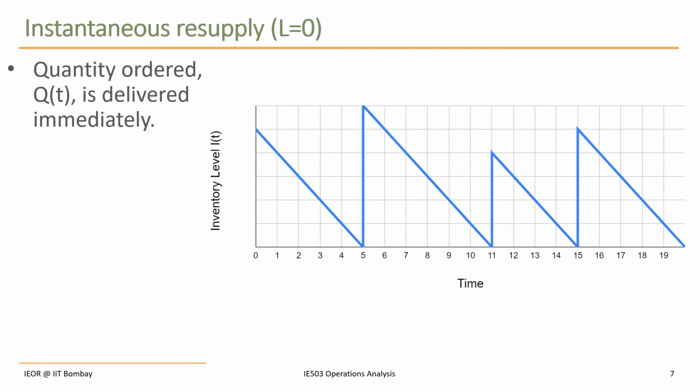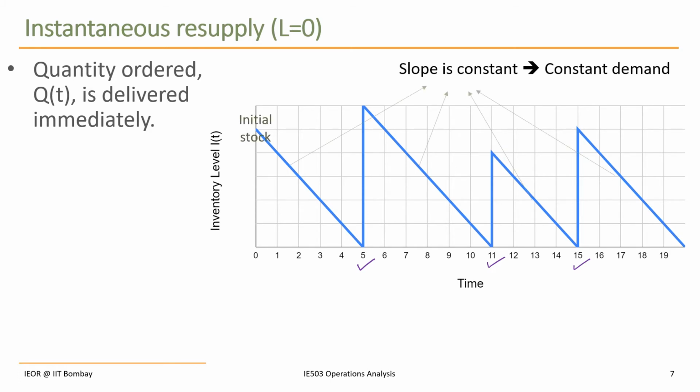So at time period 5, I order some quantity which gets instantaneously delivered in time period 5. Similarly, I ordered in time period 11, time period 15 in this example. Also, since the demand is constant, the slope for all these cases is going to be exactly the same. The slope is constant, and that means demand is constant.